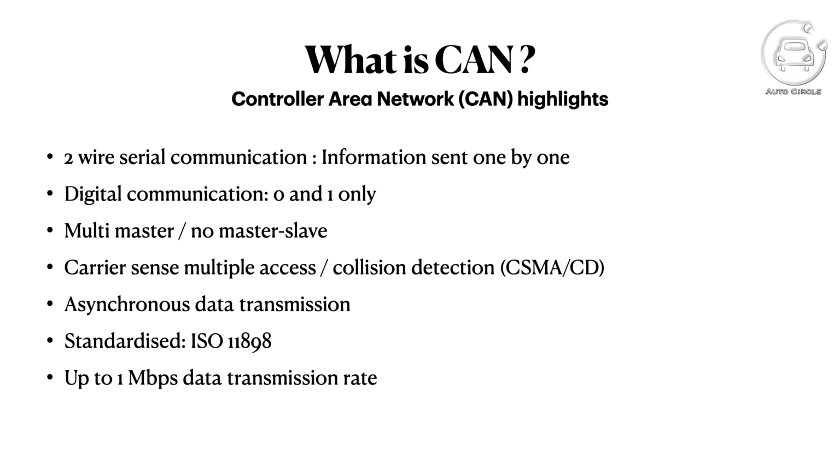Fourth, CAN works on a concept what is called as carrier sense multiple access with collision detection. We'll learn more about this in a later lecture. Fifth, CAN is a asynchronous data transmission. What this means is ECU does not need to have a separate clock for the communication. Sixth, CAN is standardized as per a standard ISO 11898. Seventh, CAN supports up to 1 Mbps data transmission rate. This rate has been further increased by introduction of a newer protocol which is called as CAN-FD.